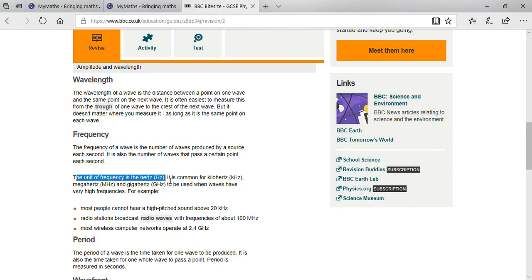The SI unit is hertz. It can also be expressed as kilohertz, megahertz, gigahertz. They are also measurement units of frequency. So how would you understand the difference between all these? Here are three points you have to learn. Most people cannot hear a high pitch sound above 20 kilohertz. The human audible range is from 20 hertz to 20,000 hertz. So 20,000 hertz is also known as 20 kilohertz, beta.